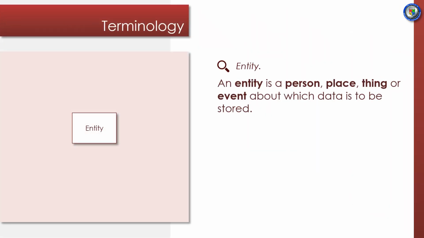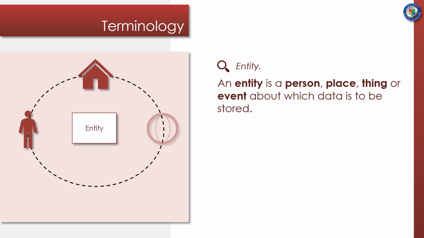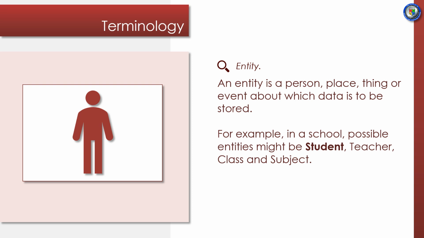Before we start looking at our entity occurrence diagrams, let's look at some terminology. Let's look at the term entity. An entity is a person, place, thing or event about which data is to be stored. A good example might look at a school, where possible entities might be a student, a teacher, a class or a subject.